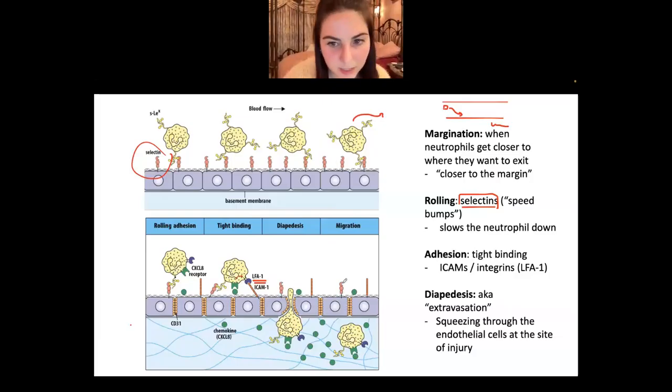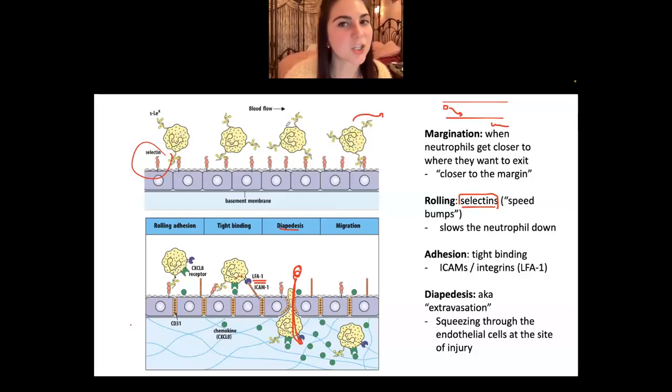And then the last phase of this is called diapedesis or extravasation. You might hear either one of those terms. This is when the neutrophil is leaving the blood and actually going through. This process right here of squeezing through the endothelial cells is called diapedesis. So it's literally squeezing through, and now it's at the site of injury. It followed these chemokines, right? So it followed the gradient. Now it's here, so there must be a microbe there for it to ingest.